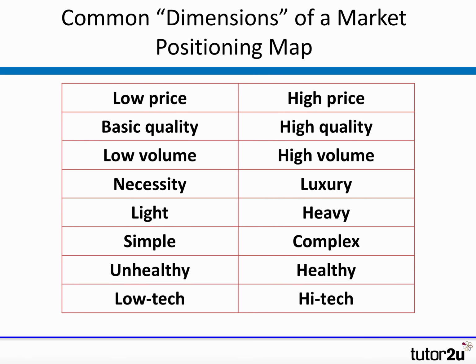But of course, it could be a variety of other dimensions. It could be whether it's a high volume or low volume market, whether the product is perceived as a necessity all the way up to luxury, and so on. So you can see how there are a variety of different dimensions a market map might use, and to a large extent this really determines how you end up using the analysis.